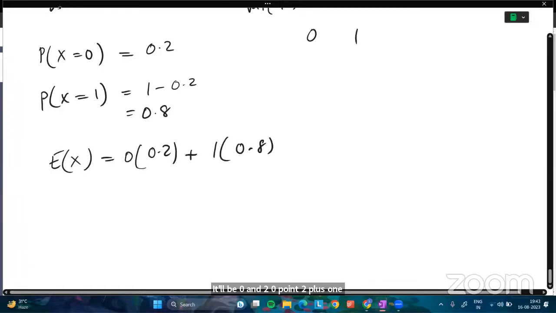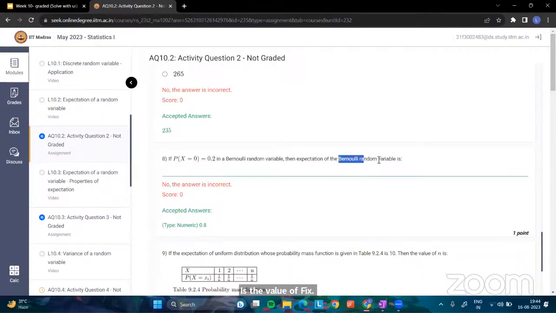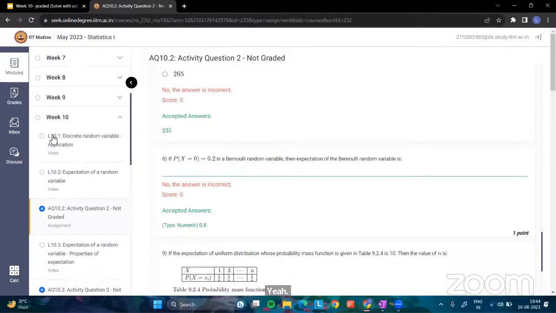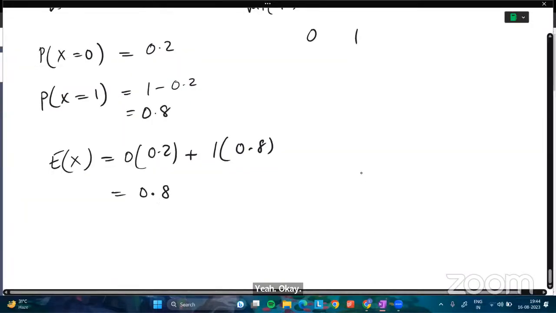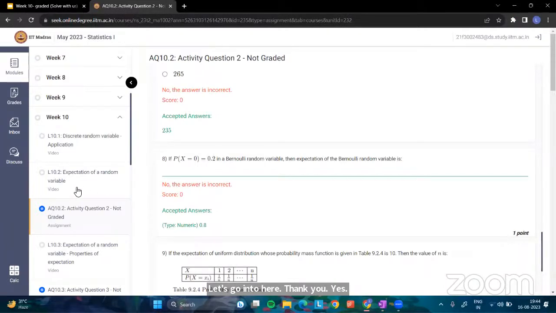Ma'am, how do we know that the value of x can be only 0 or 1? Because we're told that it's a Bernoulli distribution. In this distribution, you can only have 0 and 1. Just go through these lectures again. So now it's just using the formula: 0 into 0.2 plus 1 into 0.8. It's in the video in 10.2.